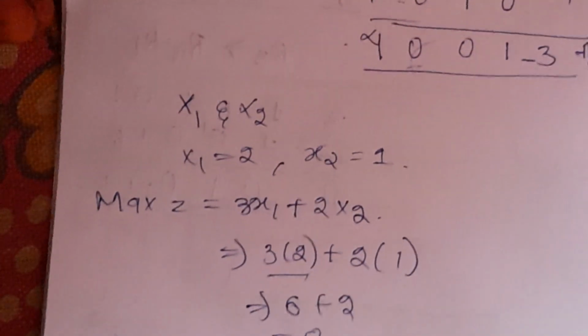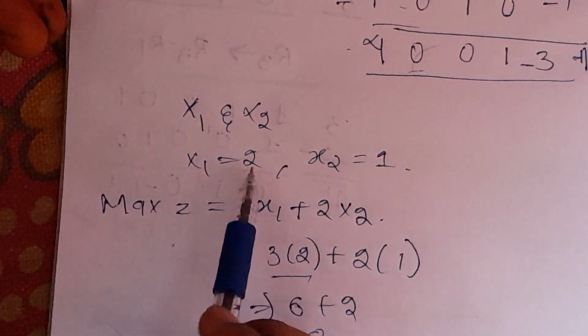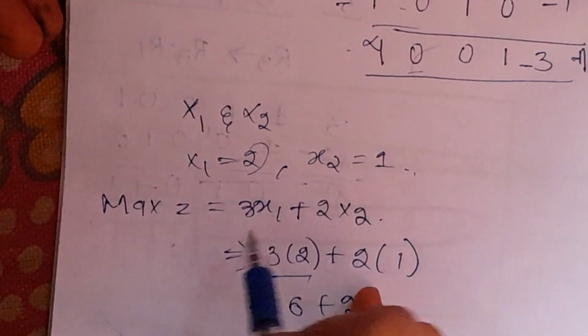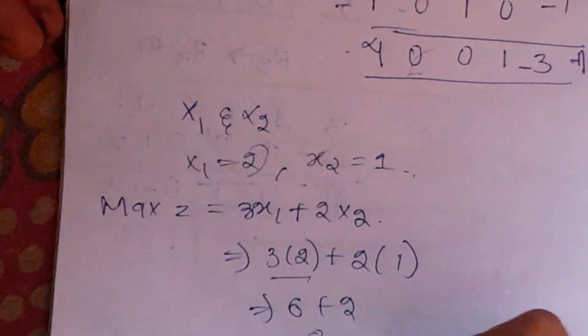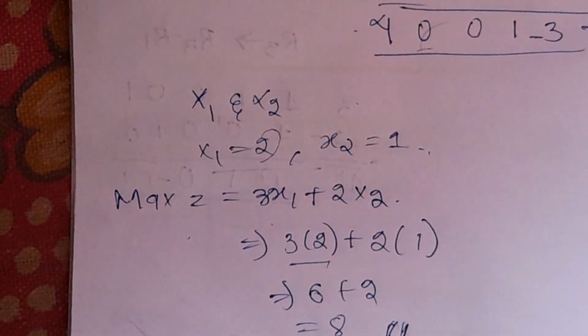And to check whether your solution is correct or wrong, you have to substitute your x1 and x2 values into the objective function. Okay, so guys, this is how you have to calculate the simplex method using LPP.